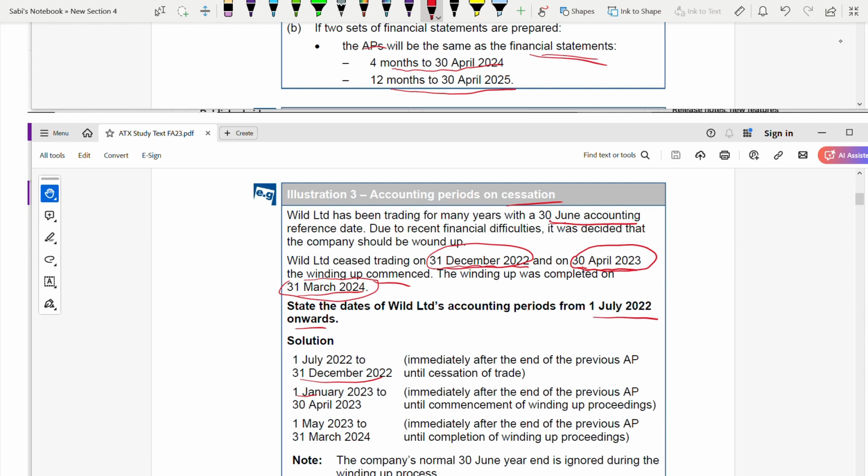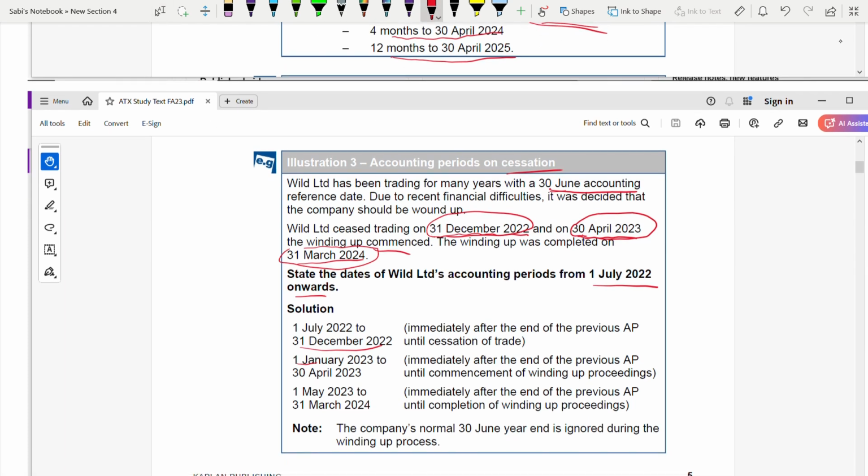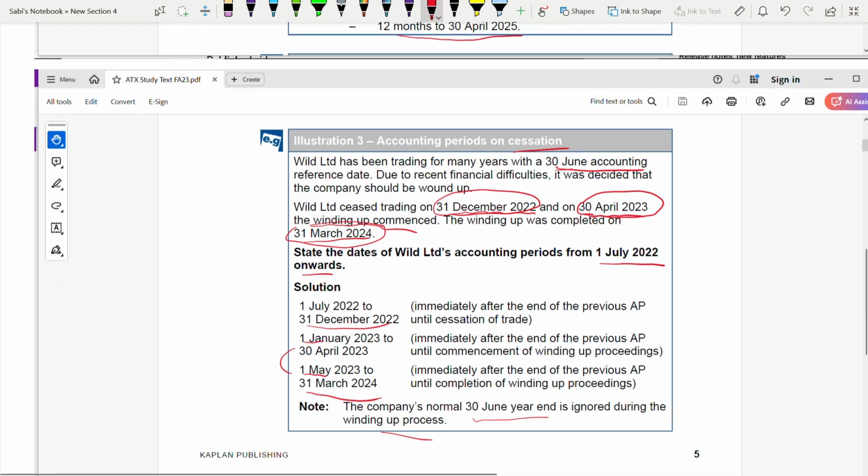And the next one is from the winding up was completed on 31st March. So 1st of May, that is next day from this day, till 31st March 2024. The company's normal 30th June year end is ignored during the winding up process. Okay, during winding up process, normal year end is ignored.